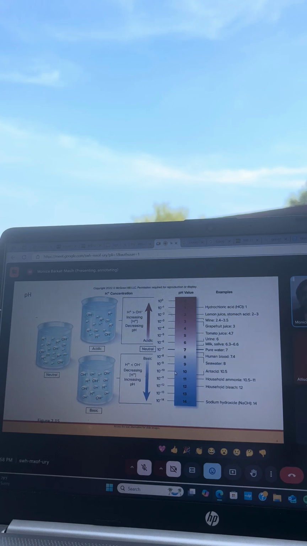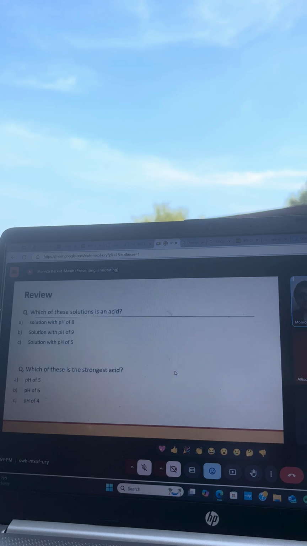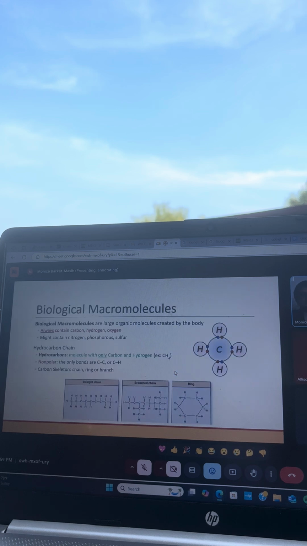And comparing bases, at 10 and 11, which one would be a stronger base? 11. Now, in terms of hydrogen ions, when you're comparing pH of 2 and 3, which one will have more hydrogen ions? 2, yes, because the stronger the acid, the more hydrogen ions. So pH of 2 will have more hydrogen ions compared to pH of 3.